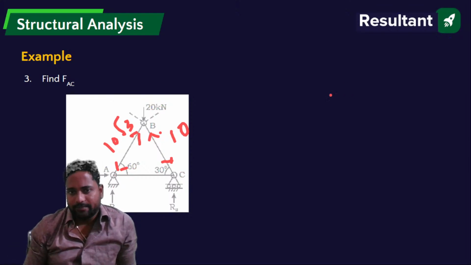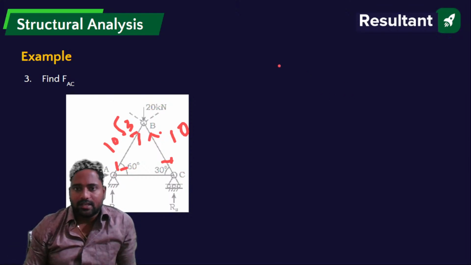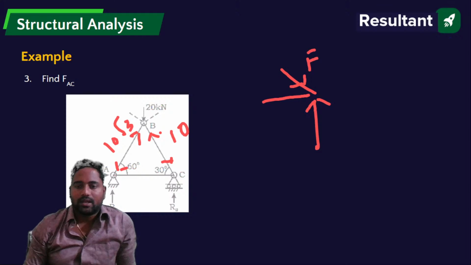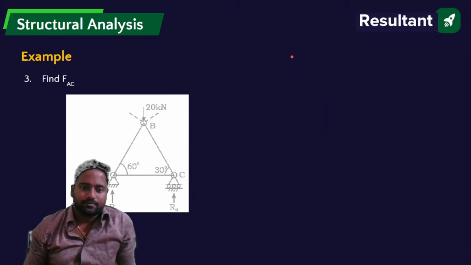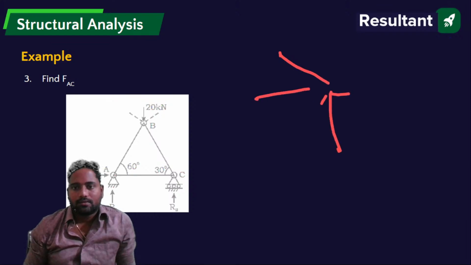I'll take C. So if I take C, considering equilibrium of joint C, there will be reaction like this, and there will be something like this. So this is FAC. This is reaction at C. No, this is not FAC. That is FBC. So this is FBC. That is towards the joint.